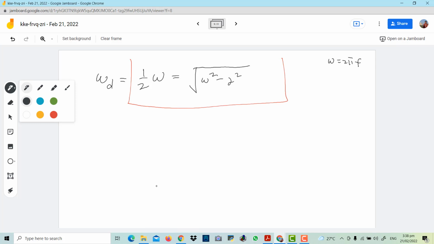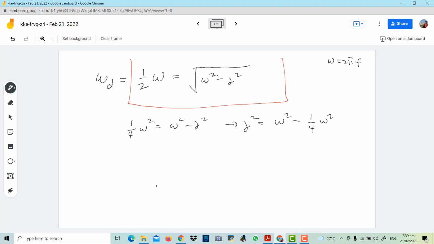Right? So, if I equate that one and square both sides, you will get 1/4 omega square equal to omega square minus gamma square. And from this one, you will get gamma square is equal to omega square minus 1/4 omega square. Therefore, gamma is just the square root of 1 minus 1/4, that is 3/4, times omega square. Or you can solve for gamma, which is equal to square root of 3/4 omega.